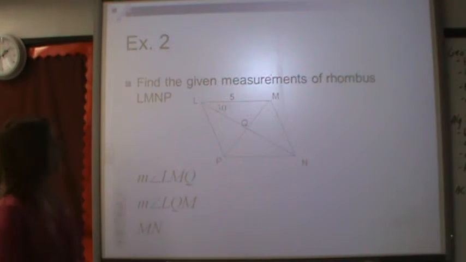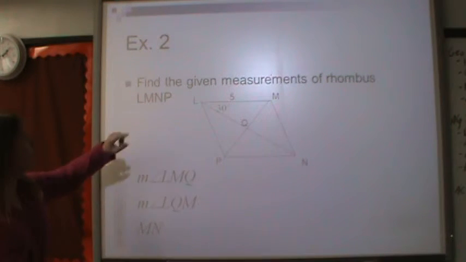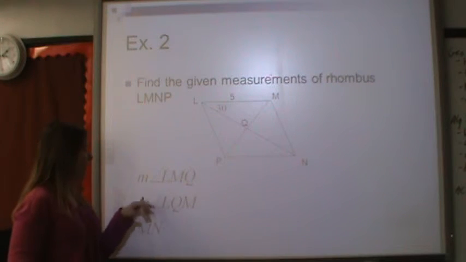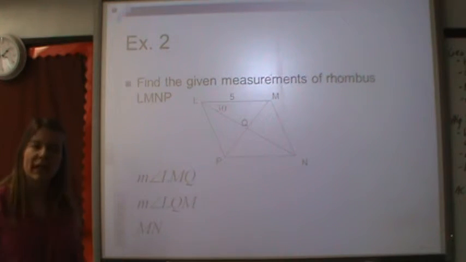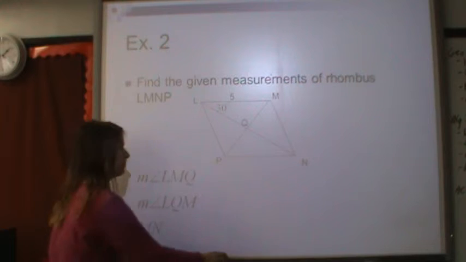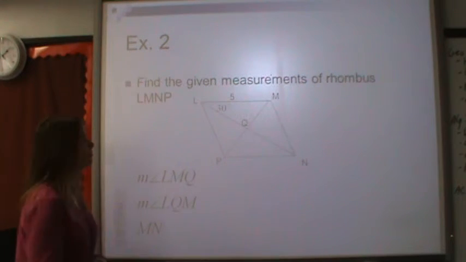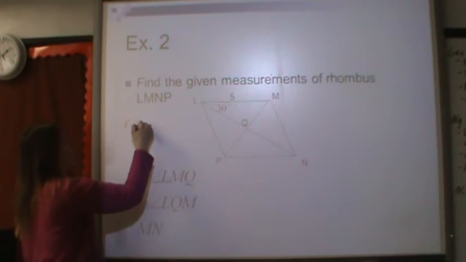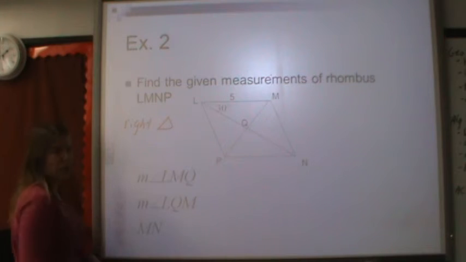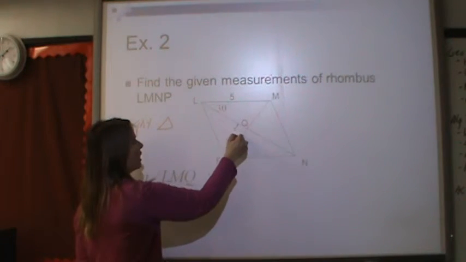So the next one I'm going to look at is some angle measures. We're going to find the given measurements in rhombus LMNP. Being that I see angle measurements, I have to think, what kind of triangles did I have in a rhombus? If you go back in your notes, you need to see that I had right triangles. So my right angles are the angles in the middle here.